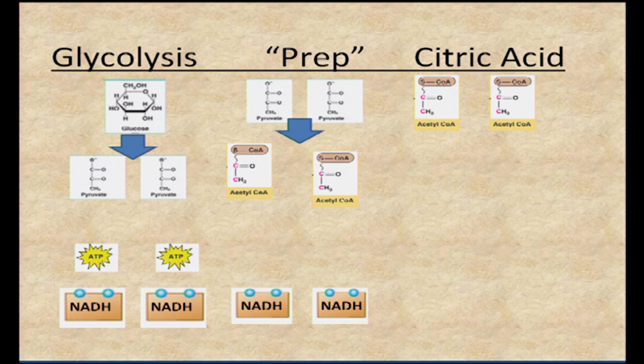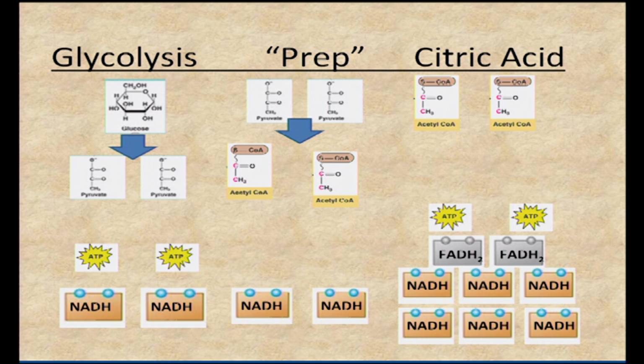And then in the citric acid cycle, we ended up finishing what we started by taking the rest of that organic molecule and breaking it down into 4 carbon dioxides. Those carbon dioxides once again leave as waste, but what we got out of that whole process was 2 ATP, 2 FADH2, and 6 NADH.